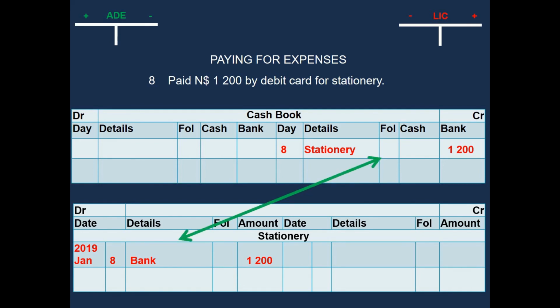And that will complete our double entry, because we have one entry on the debit side with a corresponding entry on the credit side with the same value. Let's move on to the next transaction.